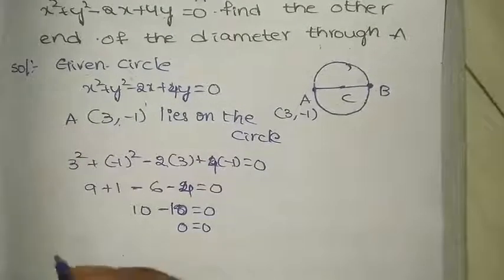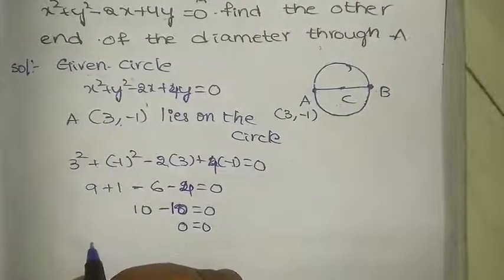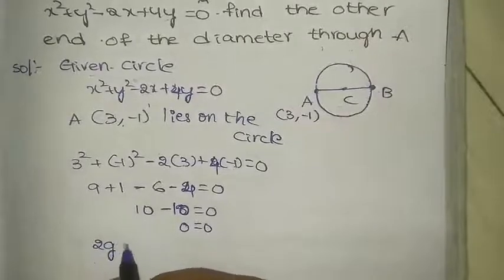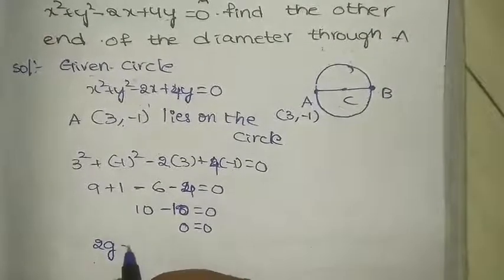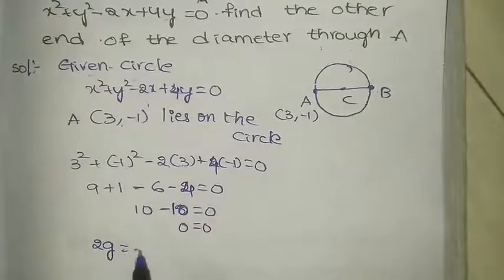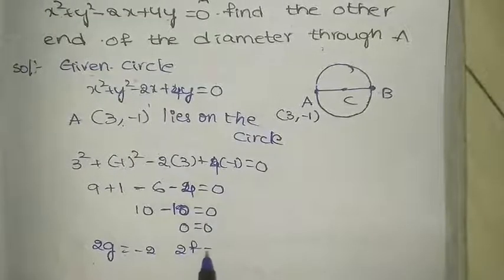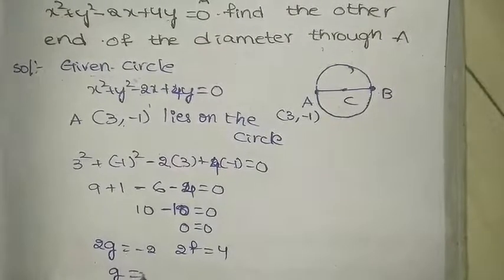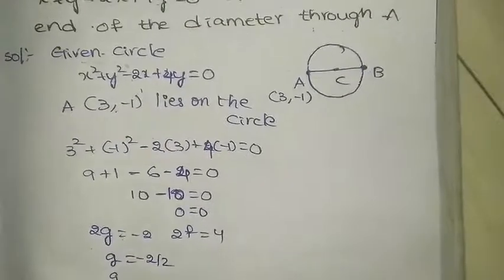So now we can find the center. For the center we have to find the 2g and 2f values. So 2g is equal to minus 2, 2f is equal to 4. So from this g is equal to minus 2 by 2, so g is equal to minus 1.